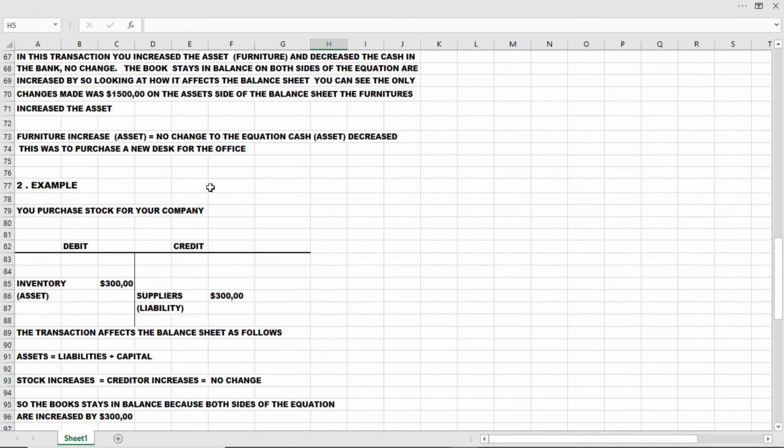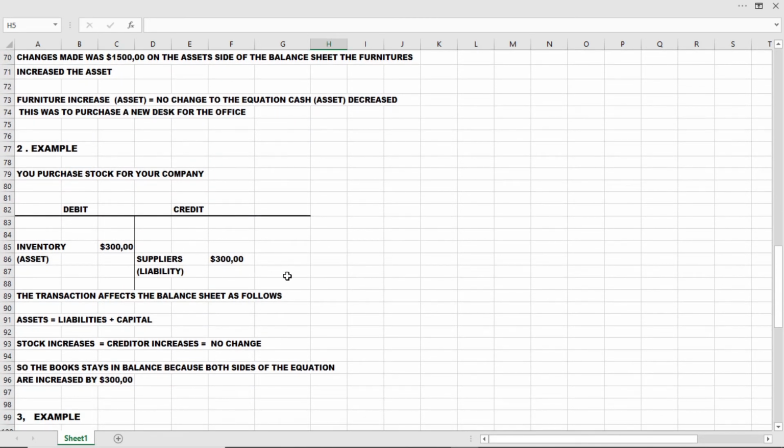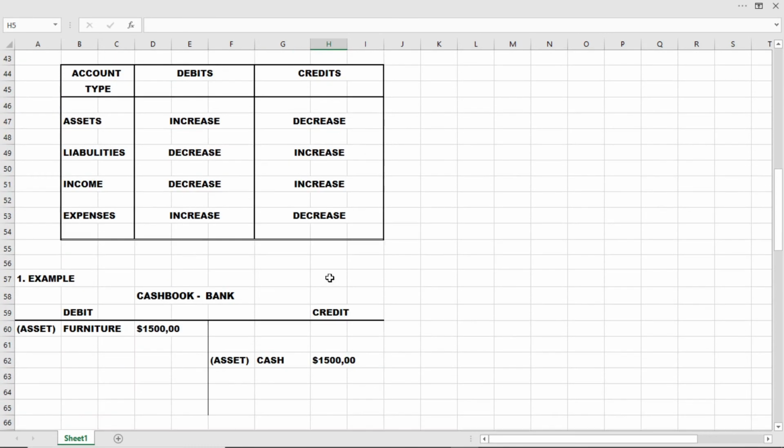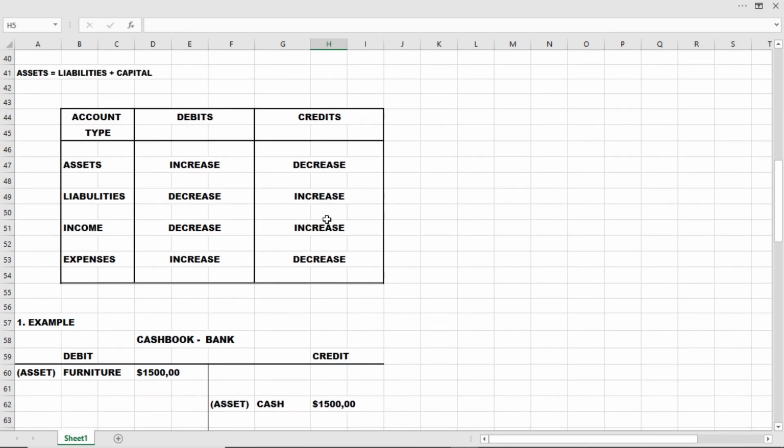I'm just going to go back. And suppliers: we had to pay people to increase that. So it's accounts payable. Now your suppliers is a liability, as you see over there. So we go over here and we look: we're increasing our liability, so we always credit it. So we're increasing the stock we have, and then we're increasing the liability.